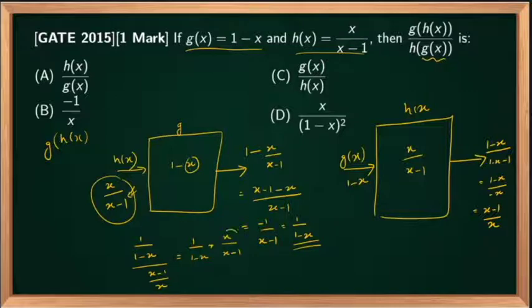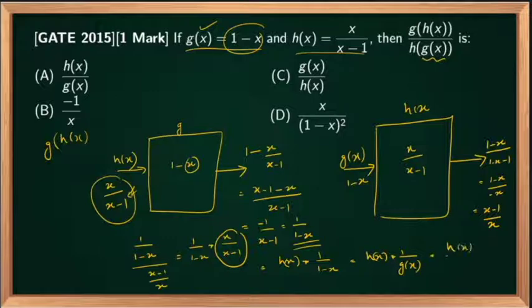We know that x by x minus 1 is nothing but h of x, right? So that's equal to h of x into 1 by 1 minus x. We know that 1 minus x is equal to g of x. So we get h of x into 1 by g of x, right? That's equal to h of x divided by g of x. So the answer should be A.